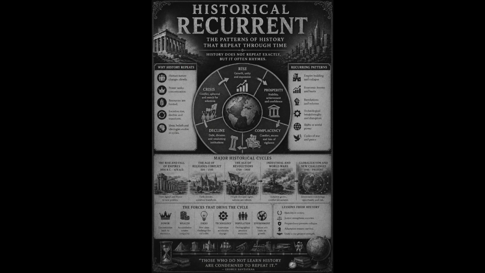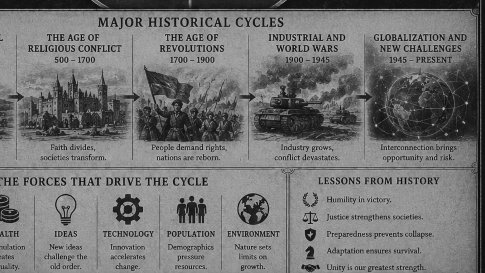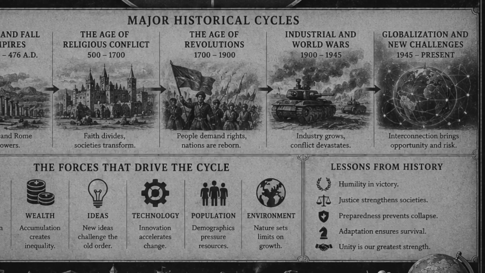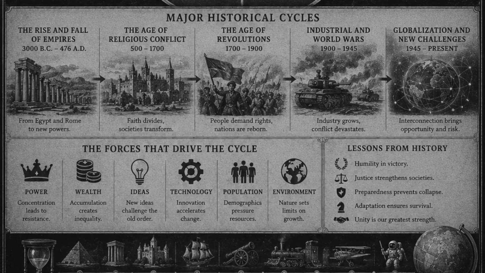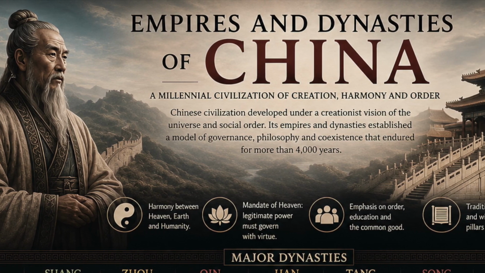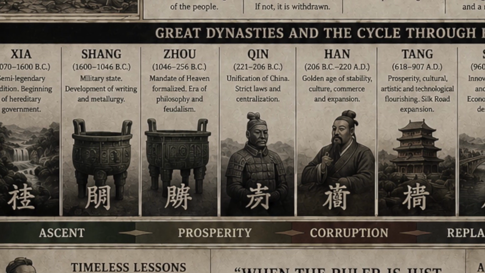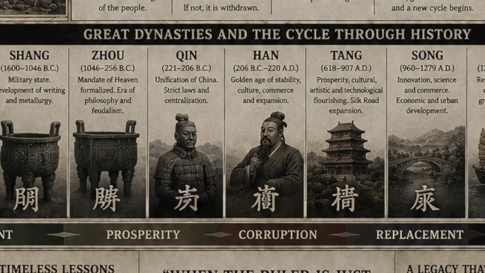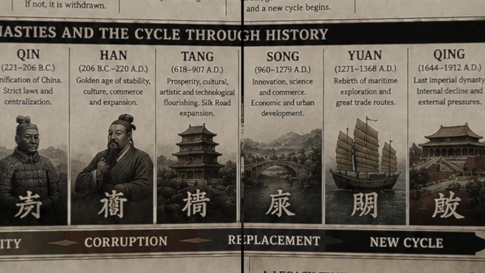Second is historical recurrence. This concept refers to the idea that certain events or patterns tend to repeat throughout history. It focuses on the recurrence of similar developments across different historical periods. Third are political dynastic cycles. These describe the rise and fall of ruling powers or dynasties. A well-known example is the Chinese dynastic cycle, where periods of stability and prosperity are followed by decline and the emergence of a new ruling house.